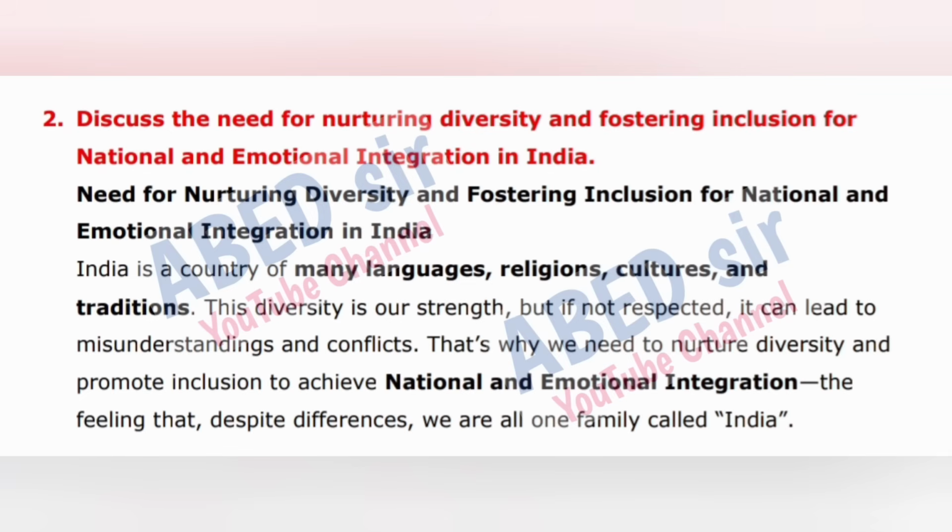India is a country of many languages, religions, cultures, and traditions. This diversity is our strength, but if not respected, it can lead to misunderstandings and conflicts. That's why we need to nurture diversity and promote inclusion to achieve national and emotional integration, the feeling that, despite differences, we are all one family called India.